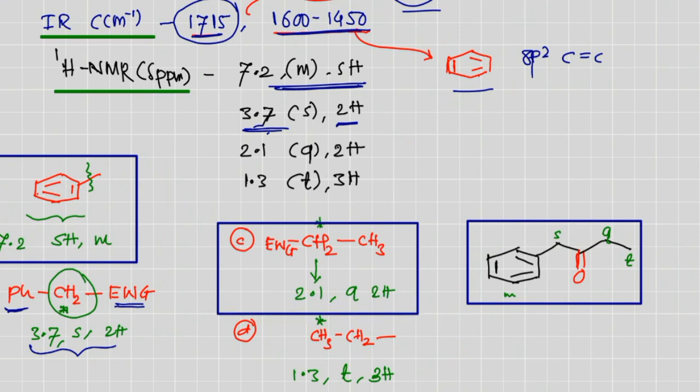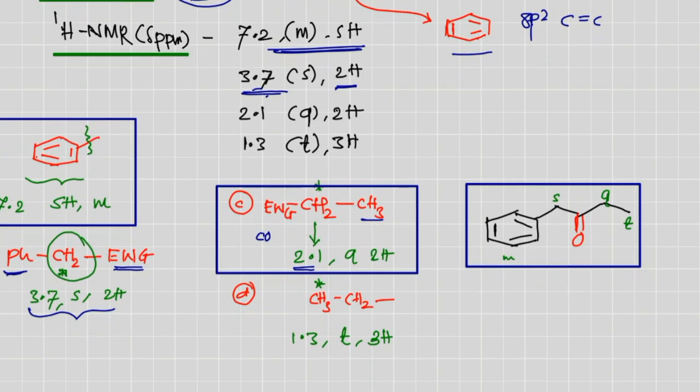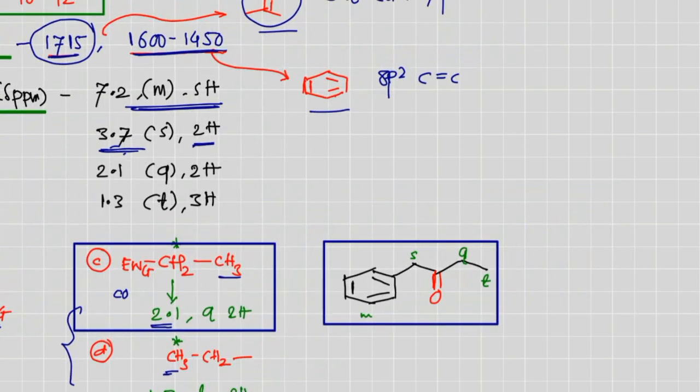Look at C now. 2.1 quartet, 2 hydrogen: 2.1 means it is attached to an electron withdrawing group like CO, and quartet means the neighboring hydrogen should be 3, due to 2 hydrogen. And the last signal is D, due to 1.3 triplet, 3 hydrogen, so it must be CH3. So these two are nothing but the ethyl group, CH2 and CH3. If we combine all these things, we will get the structure now.